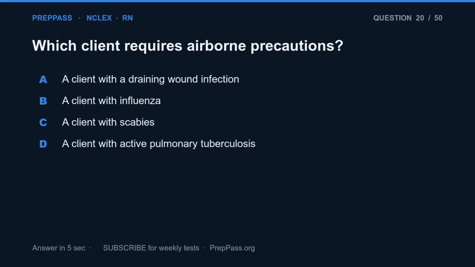Question 20. Which client requires airborne precautions? A. A client with a draining wound infection. B. A client with influenza. C. A client with scabies. D. A client with active pulmonary tuberculosis.